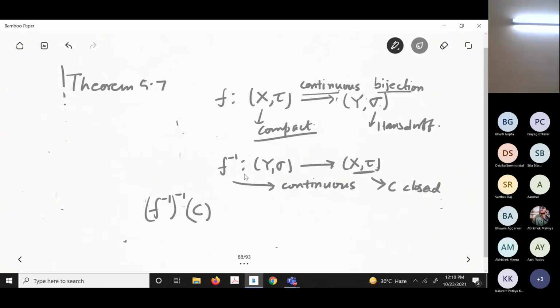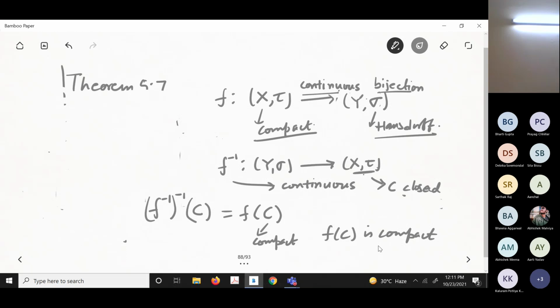Because here the function f inverse, and C is closed here. But inverse of inverse, this is simply f, C. Now C is closed. X is compact. Last time I did, closed subset of a compact set is compact. C is compact because X is compact. But since it is Hausdorff, continuous image of a compact set is compact. So this is compact. So whole thing is, C is compact. So f(C) is compact because f is continuous.